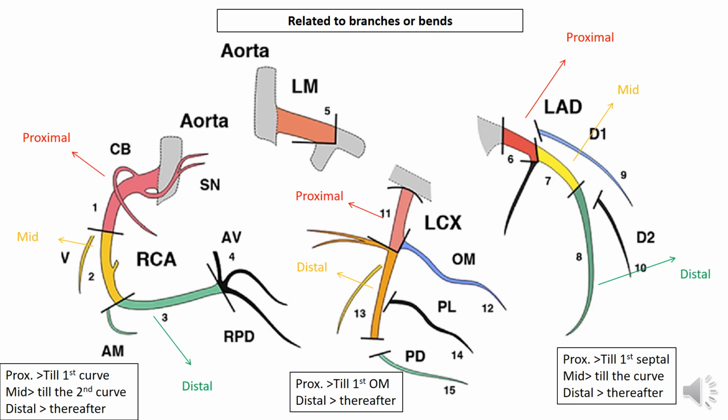At this point, which is called the crux of the heart, the RCA gives rise to the AV nodal branch. That's why we might see some patients coming with inferior ST-segment elevation myocardial infarction and heart block due to occlusion of the RCA proximal to this branch.